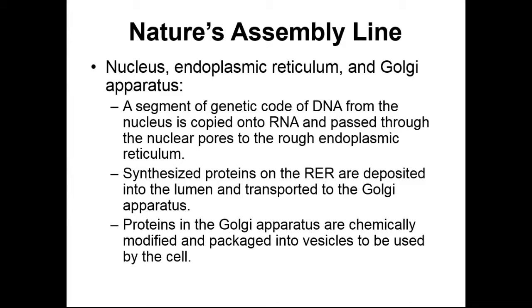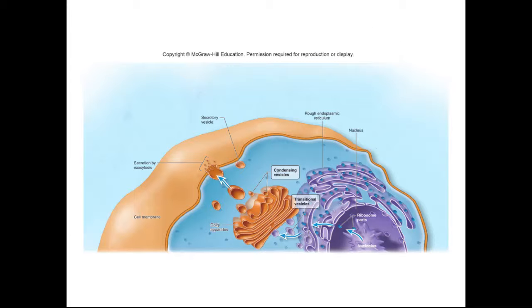From the Golgi apparatus, the protein is going to be modified, repackaged, and then used by the cell, probably to be secreted or to be embedded within the cell membrane. So here's a slide summarizing this process. We go from the nucleus to the rough ER, and then from the rough ER to the Golgi apparatus, and then to secretion. And that's only if the ribosomes are located on the rough ER.